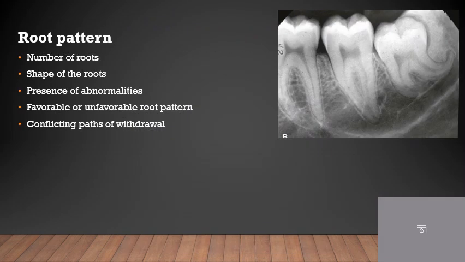After seeing the Winter's lines, we go for the number of roots, shape of roots, presence of abnormality, and all these things can be seen in the radiograph. Seeing the root pattern, you have to understand how many roots are present, the shape of the roots, presence of any abnormality in the roots, favorable or unfavorable root pattern, which we will explain in a couple of slides ahead, and conflicting path of withdrawal.